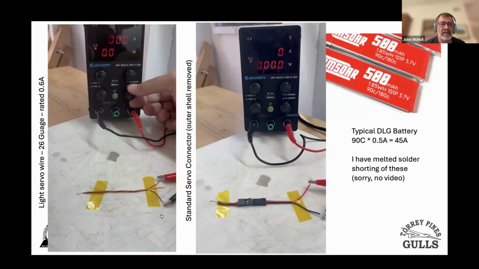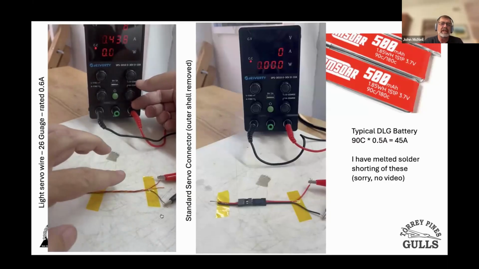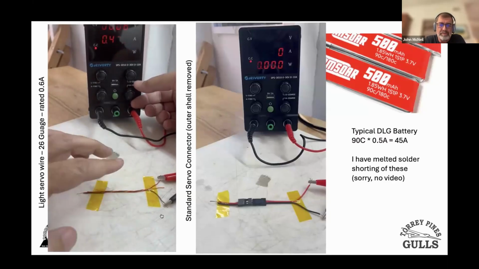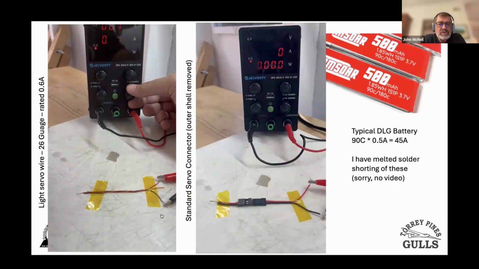Plus, it's smaller wire, right? So you see, I remind you that it's rated at 0.6 of an amp continuous. So I'm not even at the continuous rating yet. I'm touching it. It's room temperature. We're going to keep cranking it up here to 10 amps eventually.